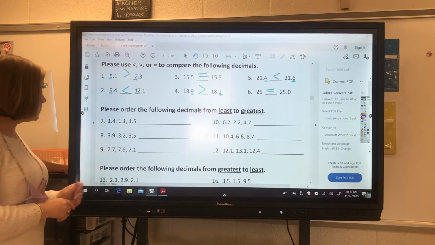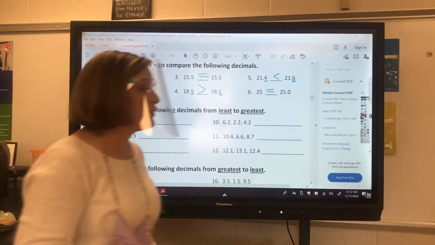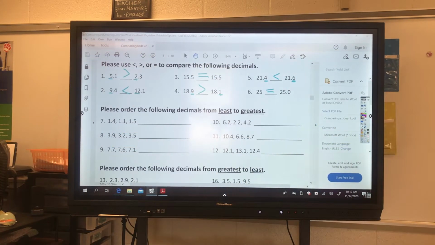All right, now we're going to look at 7 through 12, and I am going to bring you a piece of paper so that you can write your work on a piece of scratch paper. Some of these are easy, okay? Some of these you're going to need to write on paper, all right?